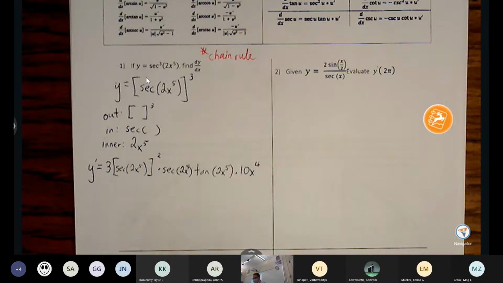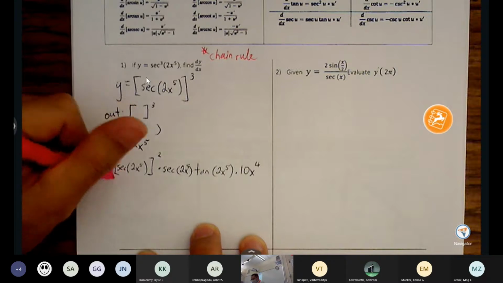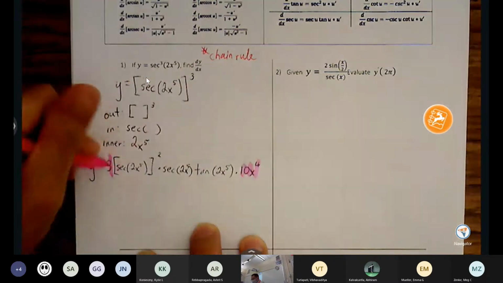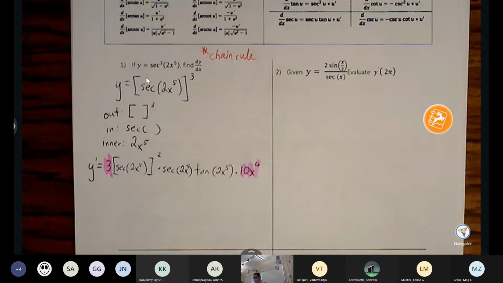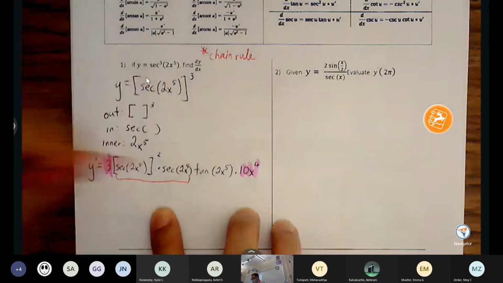Okay, so this is fine, but I can go a little further if I wanted to. Push all the coefficients out in front, the non-trig out in front, and I can combine the secants together.